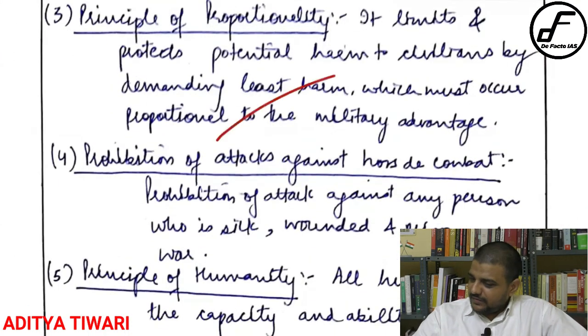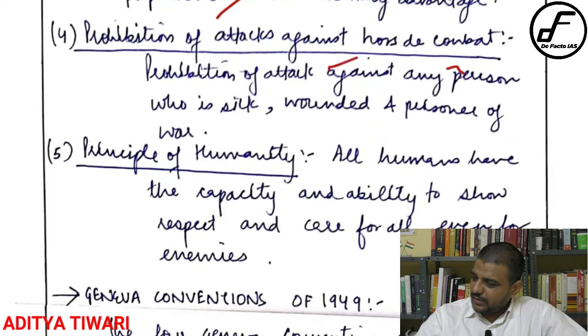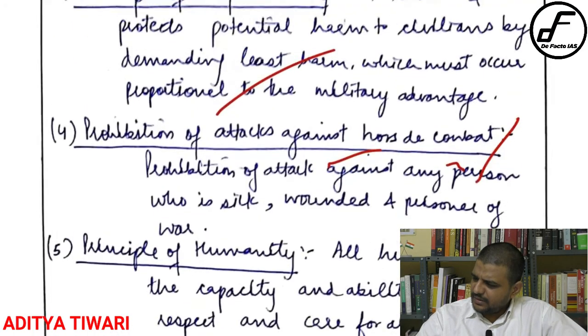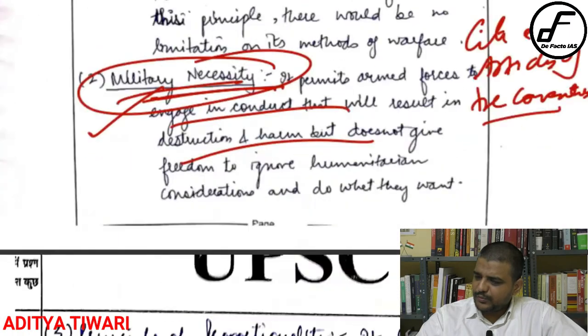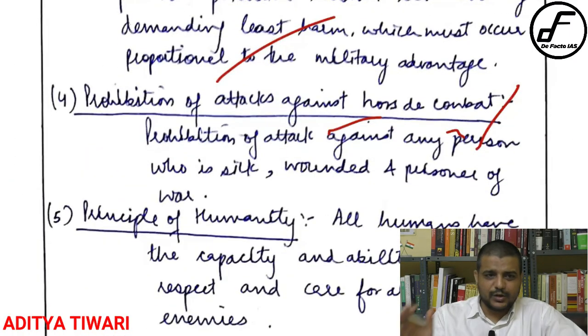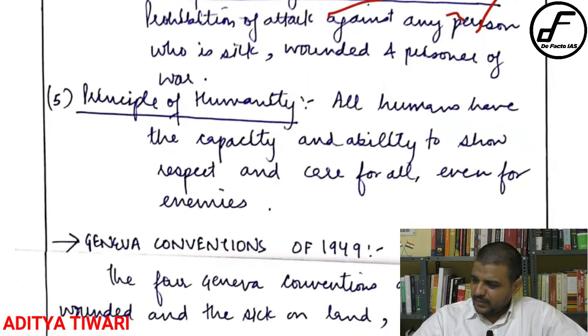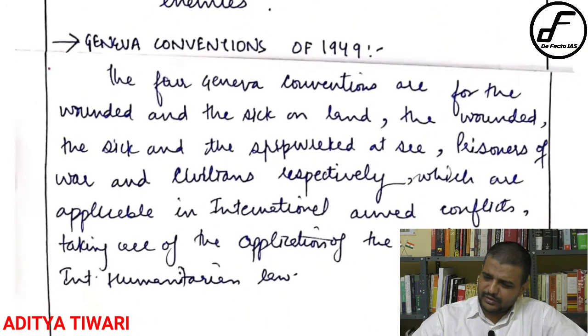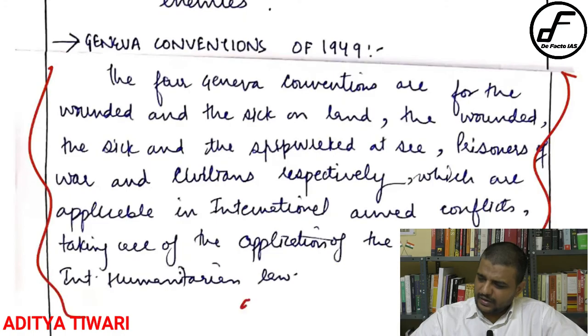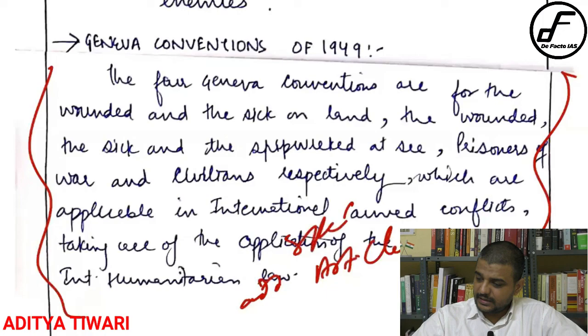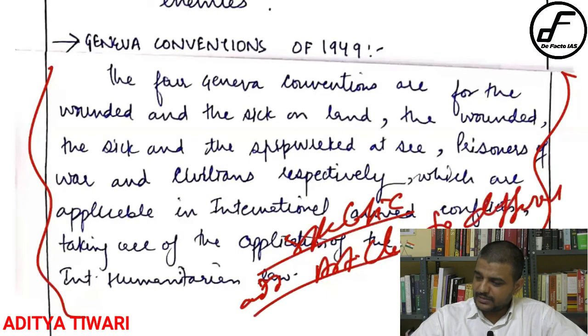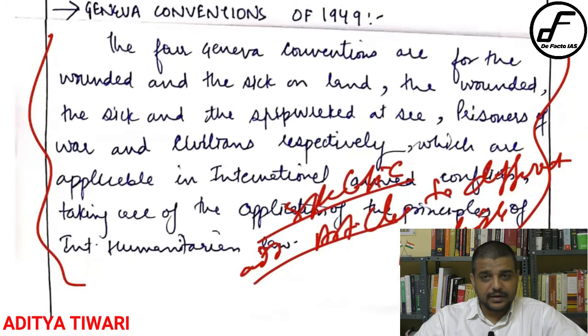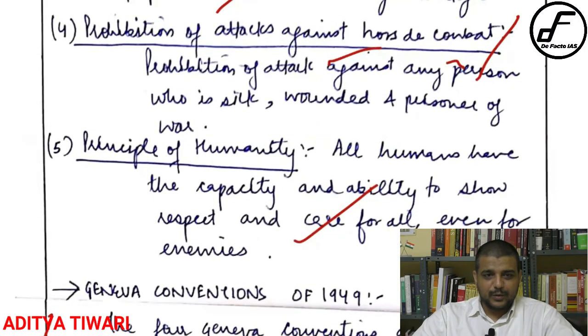Similarly, principle of proportionality, very correct. Attacking against combatants can be read with the principle of distinction, that you have to distinguish between civilian and non-civilian. Again, you cited the principle of humanity, again very correct. Now, this you can skip, and you can add specific articles to the different principles. So that will be a much better answer. Otherwise everything is correct with this answer. No problem in this answer. Understood that particular point? Okay.